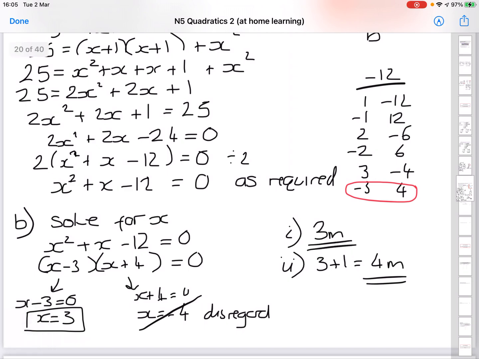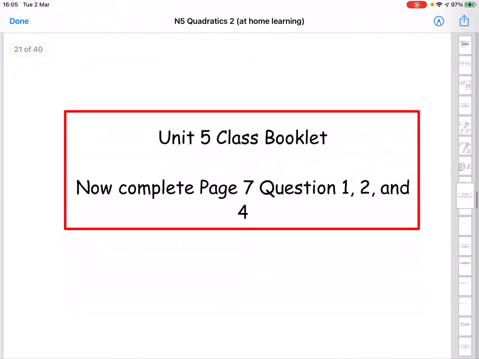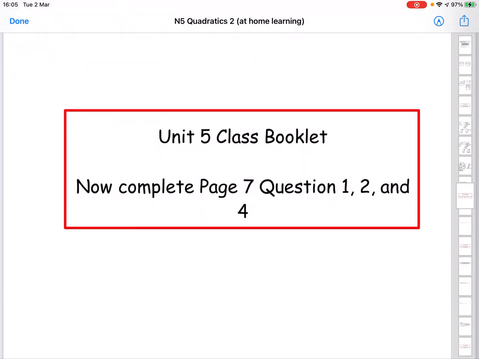The questions I would like you to try today are a few questions from page 7: question 1, question 2 and question 4. As I always say, mark your work from the back of the booklet, and please come on to the Teams page and ask me if you need any help, and please email me your work whenever you get it completed so that I can see how we're getting on.